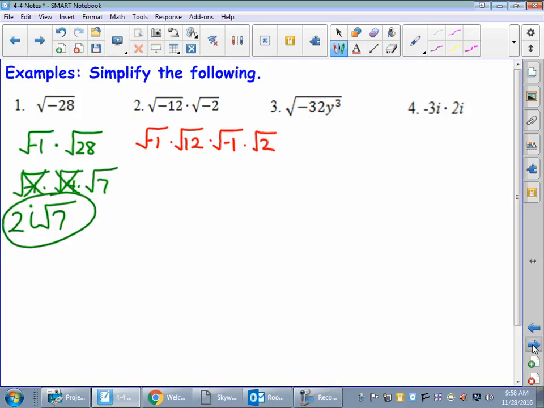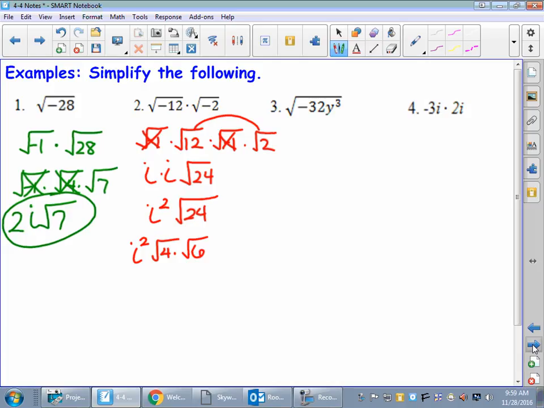And so right now what I have is an i. The square root of -1 is an i. The square root of 12 and the square root of 2 become the square root of 24. And then I have another i here. So technically I have i squared, square root of 24. And the square root of 24 can break into 4 and 6. So I have i squared, square root of 4 times the square root of 6. The square root of 4 becomes 2.